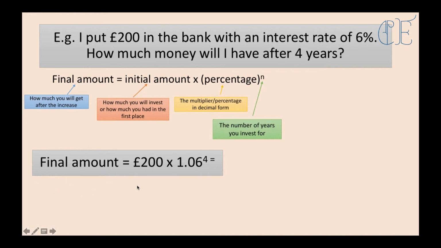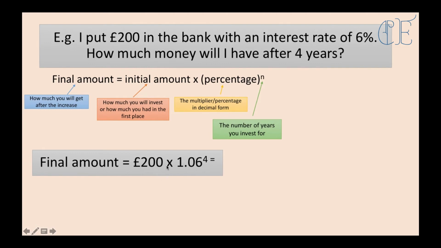Obviously we don't know the final amount. My initial amount is the £200 that I put in, and then I've times it by 1.06. The reason it's 1.06 is the 0.06 is the 6%, and the 1 is the fact that I want to find out how much I get in total. So I want to keep my £200 plus my 6% investment.